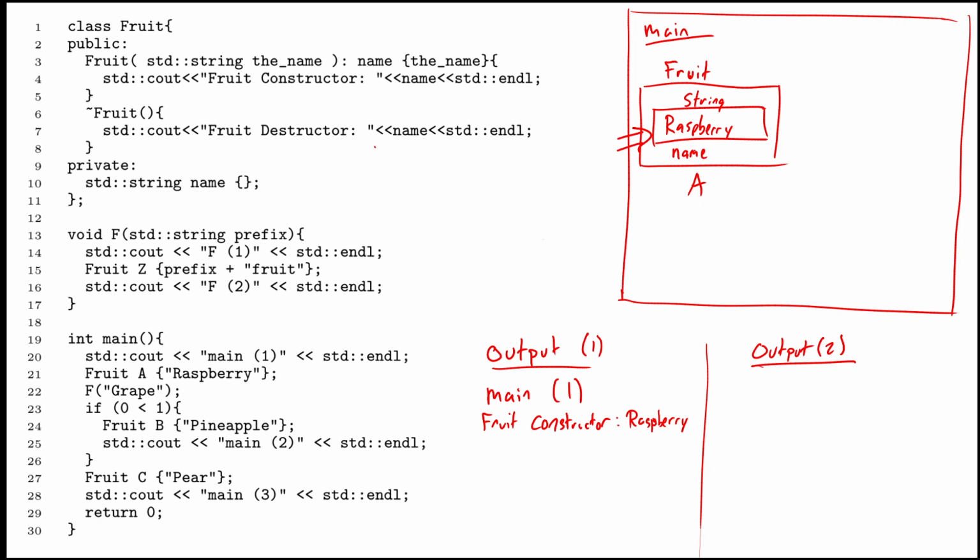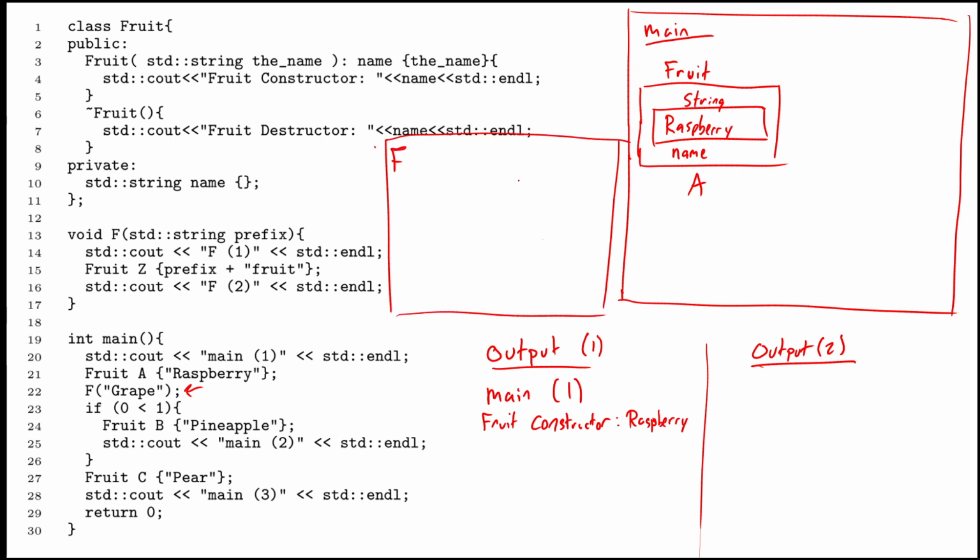Okay, so I'm now done line 21. I've constructed my object Raspberry. We'll just clean up the drawing a little bit. I've constructed my object Raspberry, and the constructor's over. I've generated the output, and so I get to line 22. Here I am actually calling a function. Okay, and the function may be doing something non-trivial, so I will draw a full box for it.